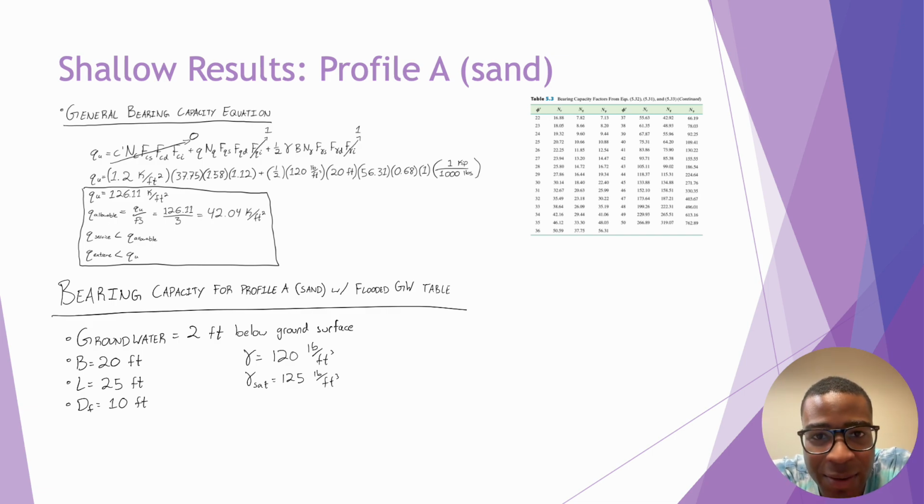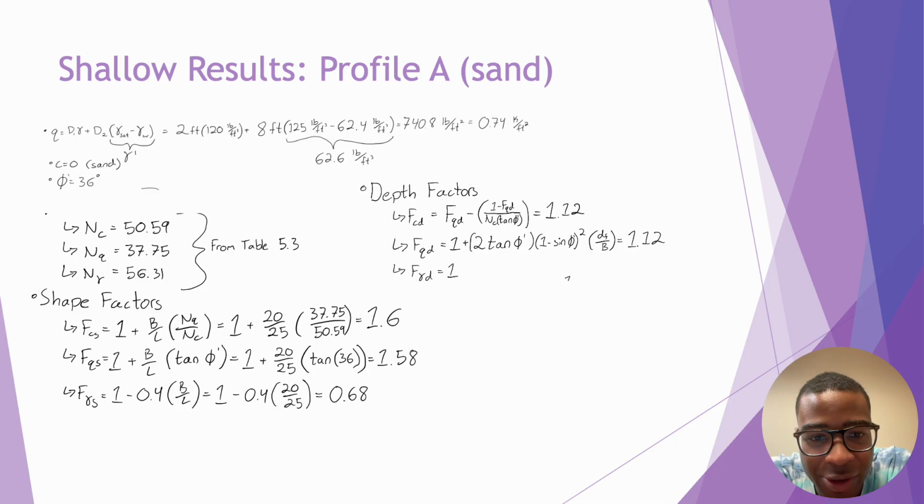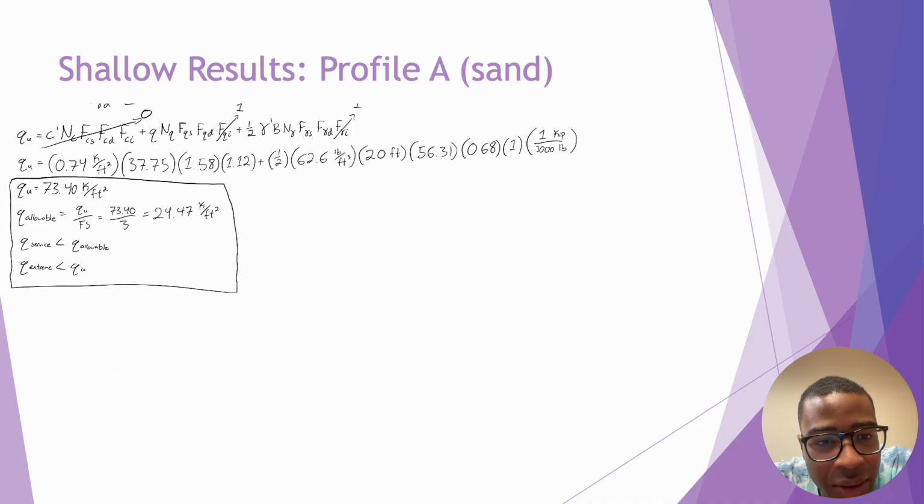And then moving on, we're now going to work with the flooded condition. We have the same Nc, Nq, and N gamma values. Our shape factors will remain the same, and our depth factors will also remain the same. We go ahead and plug in our values into the ultimate bearing capacity equation, and then we get a qu of 73.4 kips per feet squared.